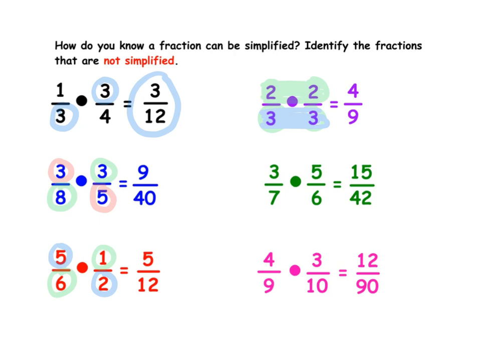When I look at this green example, it's harder to see. I know that 3 divides evenly into 6. They share common factors. They share a factor of 3. Therefore, 15/42 is not simplified. This next example is really hard for some kids to see. Here I have 4 and 10 share a common factor of 2. They're both even numbers. And 3 divides evenly into 9 because 3 times 3 is 9. So 12/90ths is not simplified.